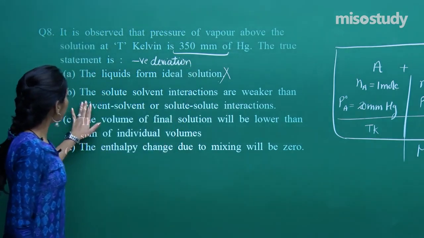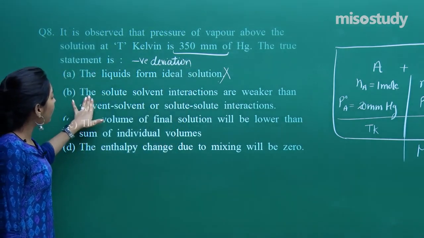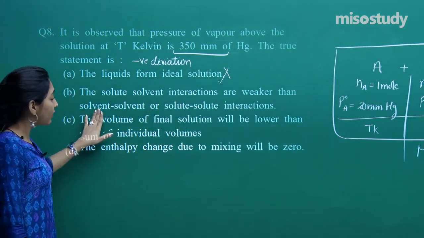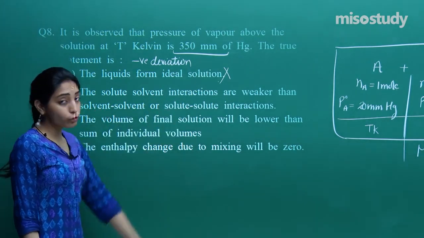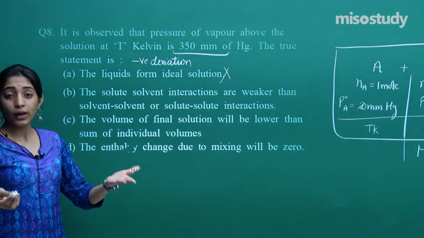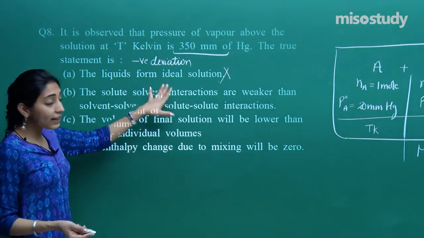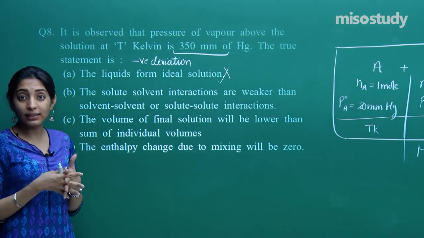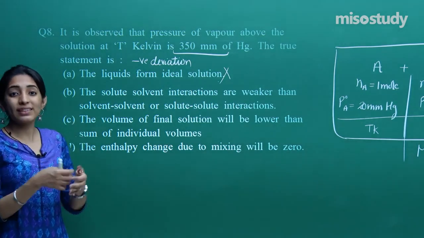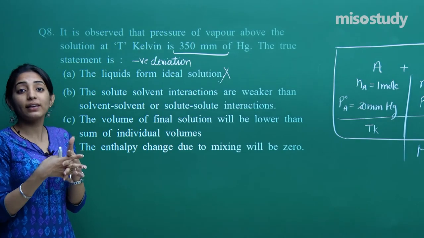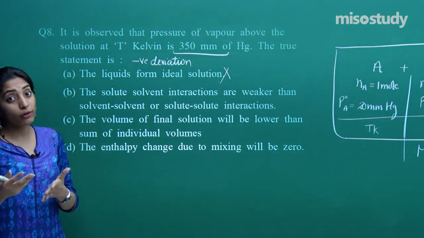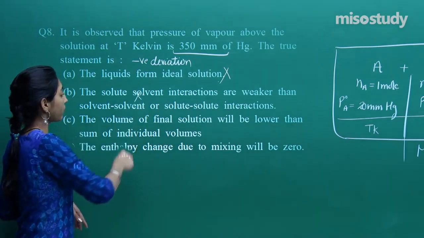Okay. So he is saying that the solute-solvent interactions are weaker than solvent-solvent or solute-solute interactions. That's no, because it's a negative deviation. That means the final vapor pressure which is coming is lesser. So when the final vapor pressure is lesser, that means solute-solvent are interacting more compared to individual solute-solute or solvent-solvent. So even this is wrong.